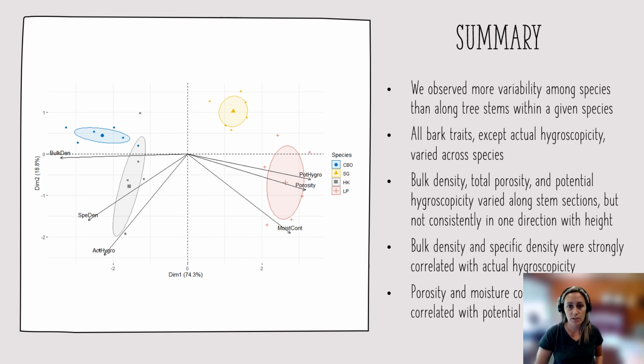Taken together, results suggest that the role of bark in the forest hydrologic cycle is diverse and complex across species and vertically along the tree stem. Our current understanding of bark as a reservoir of water storage and our parameterization of bark in hydrologic models is pedestrian and deserving of further investigation.